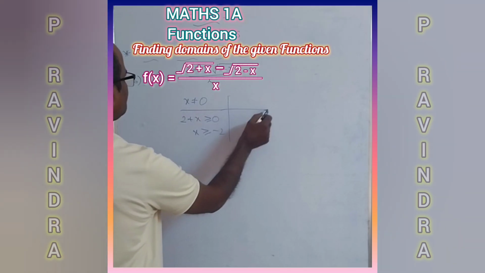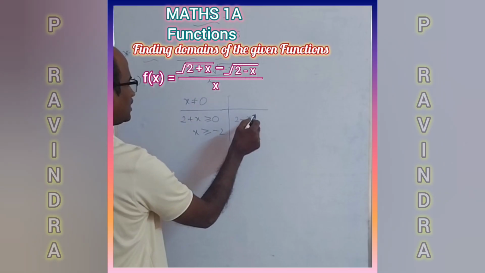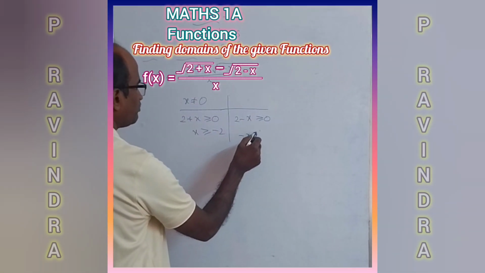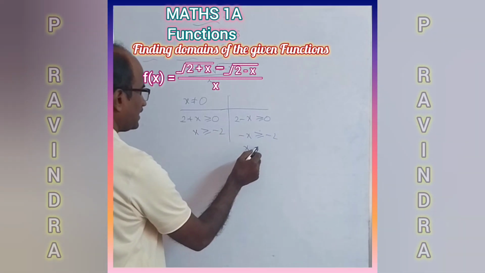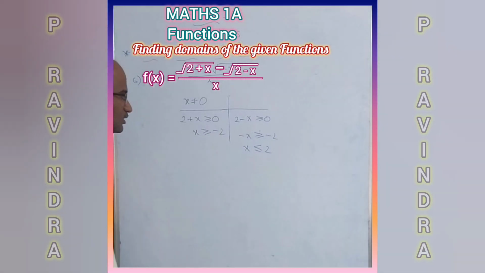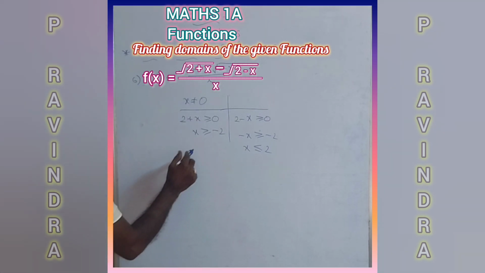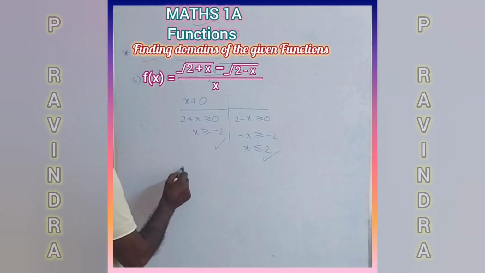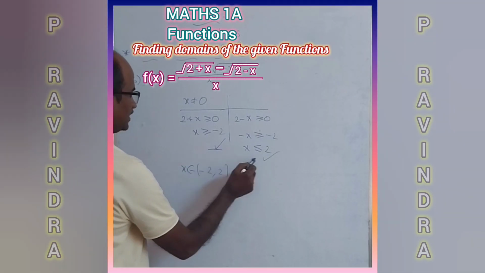Next, here 2 minus x is there. 2 minus x also, which is under root, must be positive or equal to 0. That is, minus x must be greater than or equal to minus 2. Remove minus, the symbol changes: x less than or equal to 2. So combining all these, x is greater than or equal to minus 2 but less than or equal to 2, meaning x belongs to minus 2 to 2. This is the actual answer according to this.